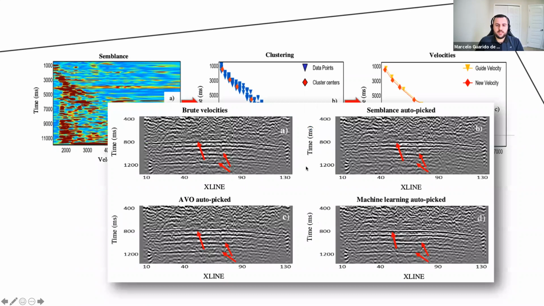Those are some of the results that they got. This is the machine learning auto-picking compared to different methodologies commonly used in the industry. And they claim that the machine learning auto-picking could get a higher resolution and better continuity between the layers. So you have more lateral continuity where they have these arrows pointing here compared to any other method. So that's one of the methodologies that you might be able to try to replicate.